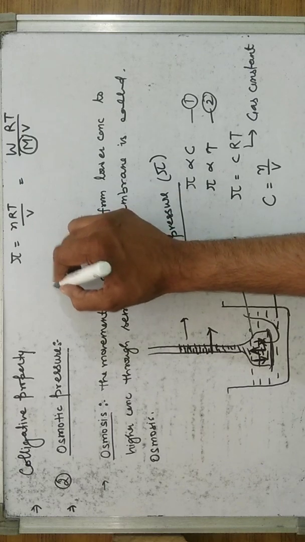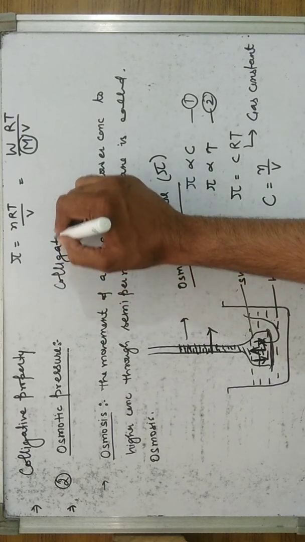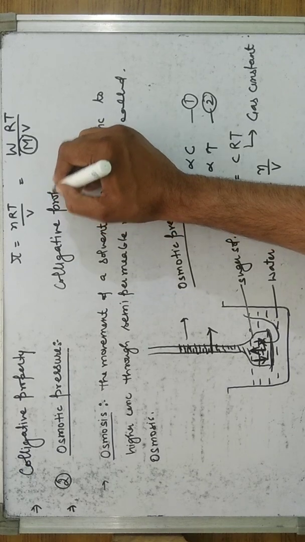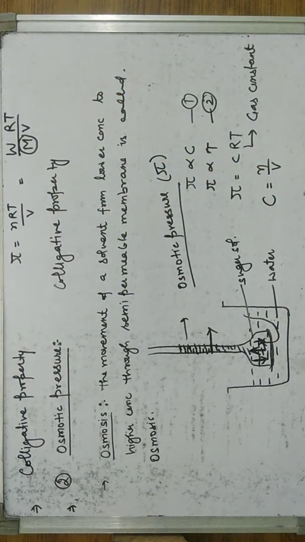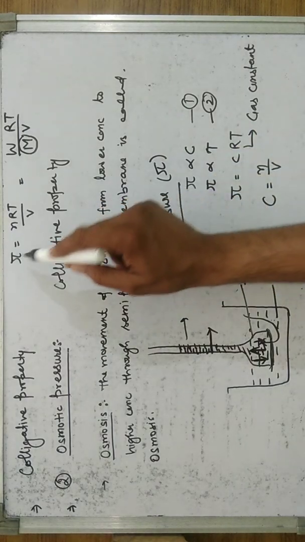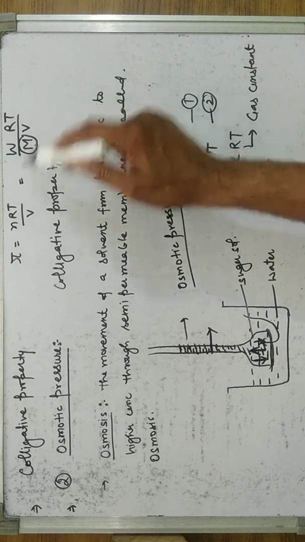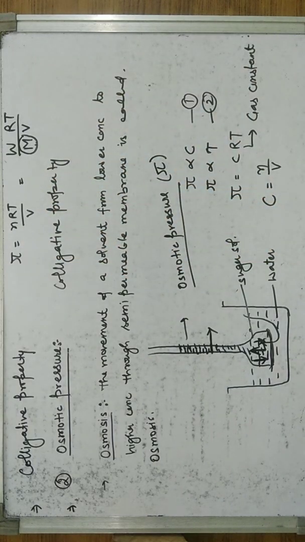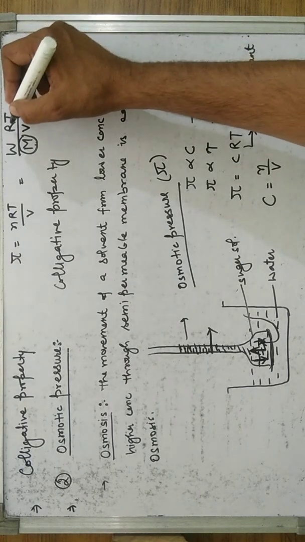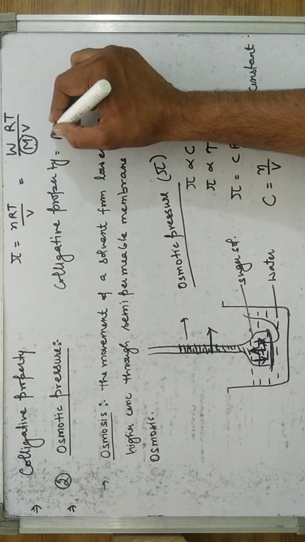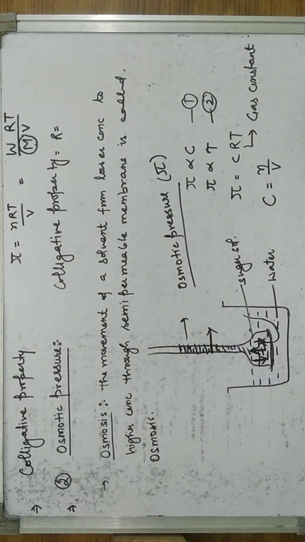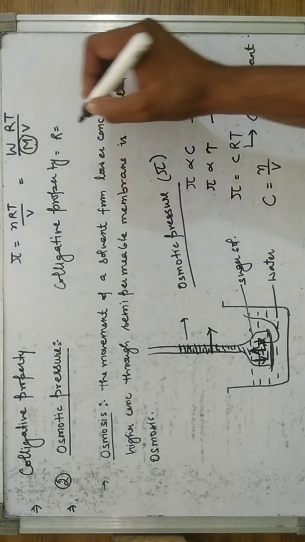So it is a colligative property. Here we prove that osmotic pressure is a colligative property because it depends on the number of particles, inversely proportional to the molecular mass. In this equation we are able to find out the molecular mass of a solute. Here R is a gas constant. If we find out the value of R, the units of R is per degree per mole. This is the units of R.